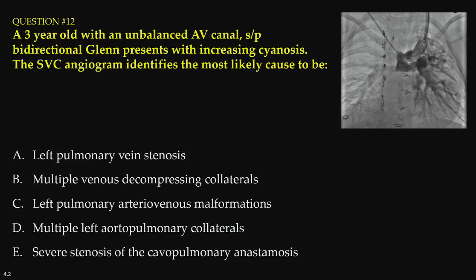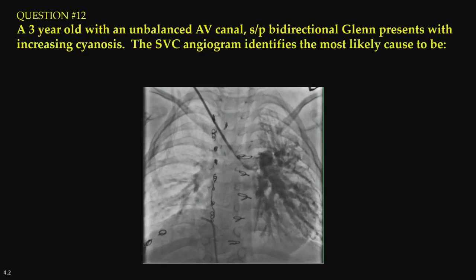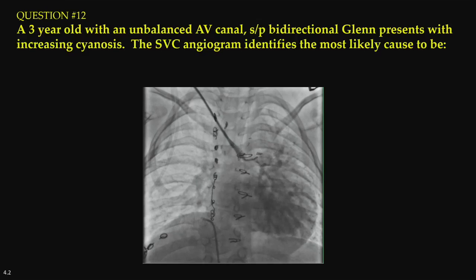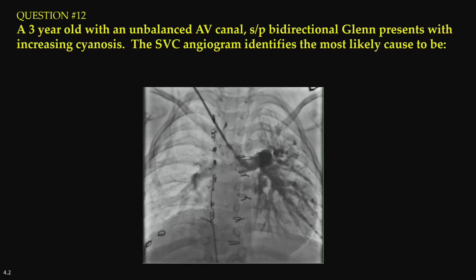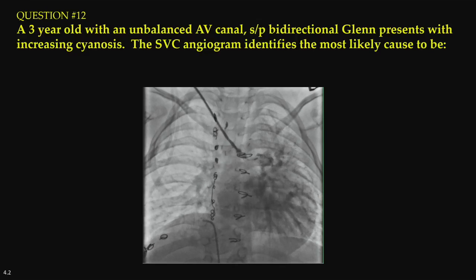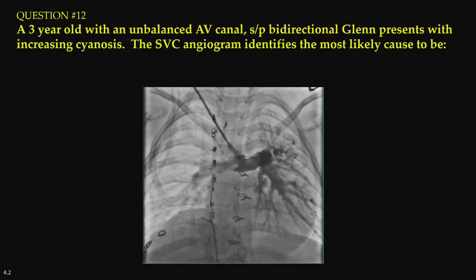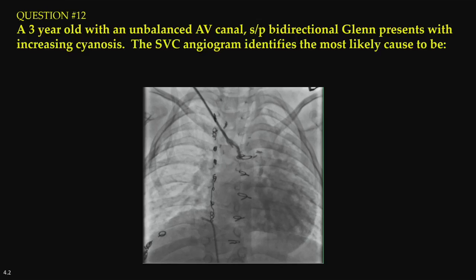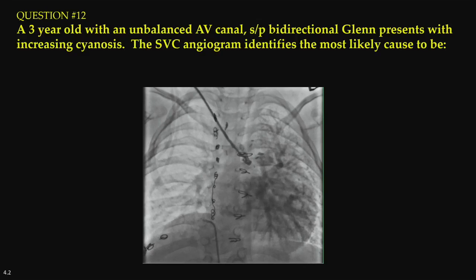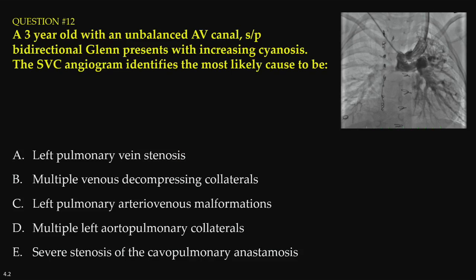Do you need to see it again? Okay, so here's the angiogram. Sorry, I didn't put them on the same slide. So was it a severe stenosis of the Glenn, a decompressing collateral from the SVC or innominate vein, multiple aortopulmonary collaterals, or pulmonary AVM? What would make her blue? Okay, so select your answer now.